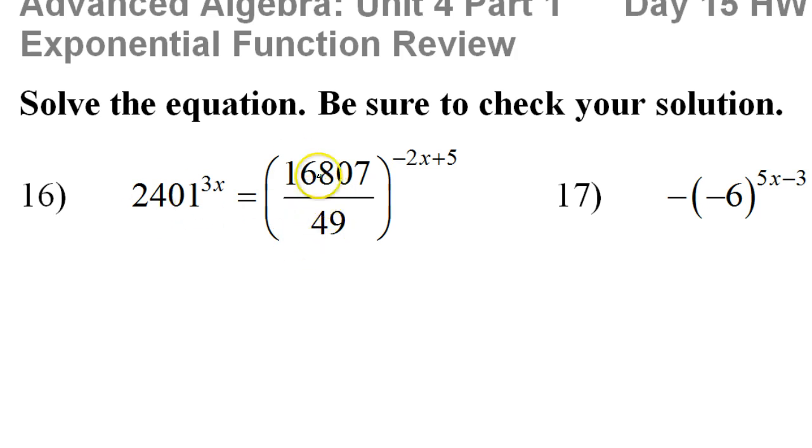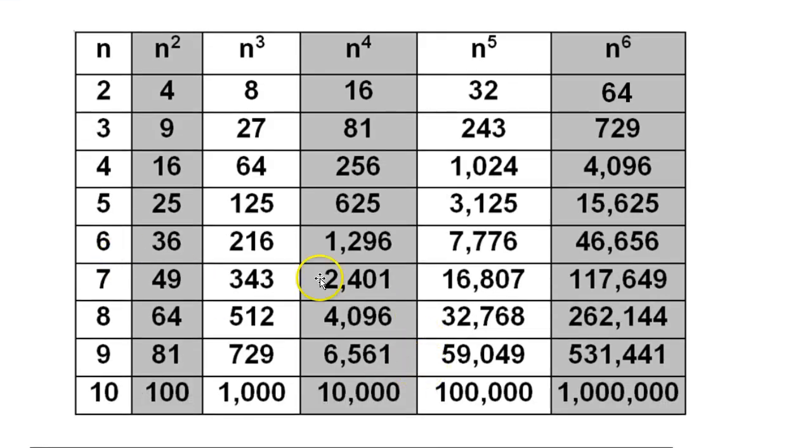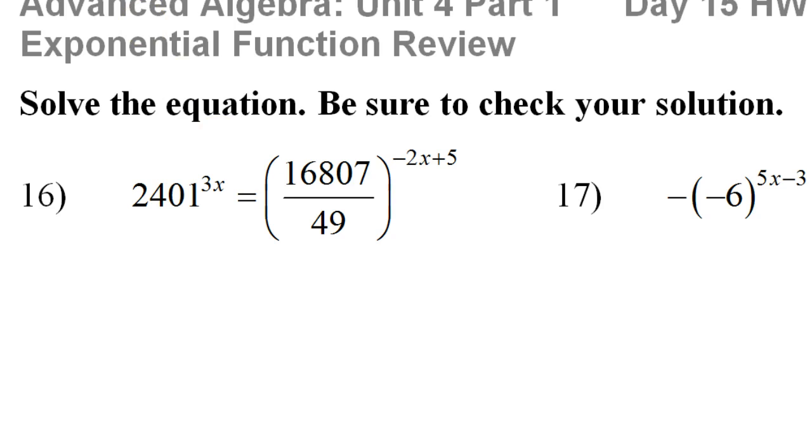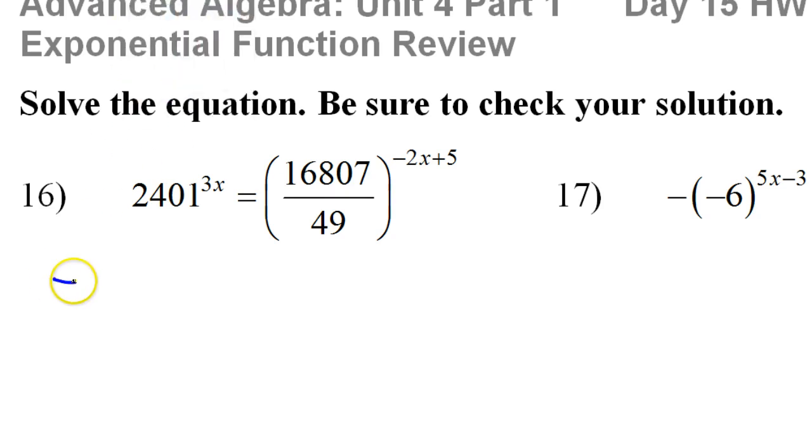See all these big numbers? I would look for these numbers on your chart if I were you. So, 2,401, is that on your chart anywhere? In the sevens. Can you see that 2,401 is 7 to the 4th power? Coming back to the paper, we will write this as 7 to the 4th power. The 3x, just put it in parentheses.